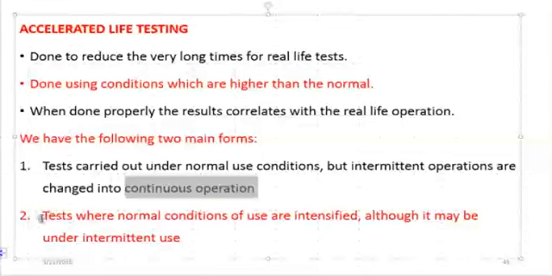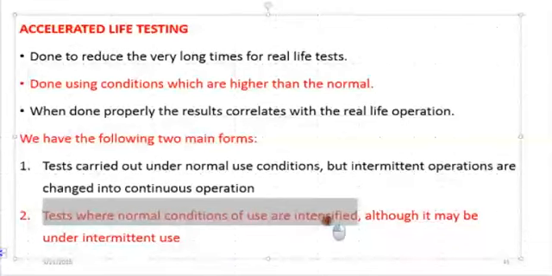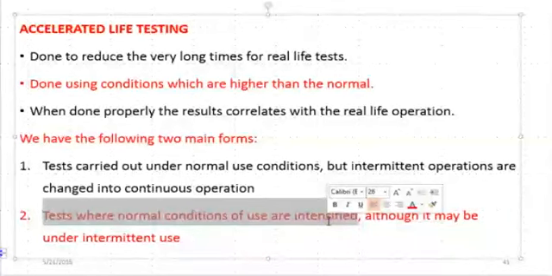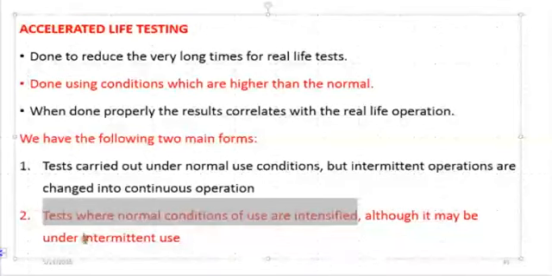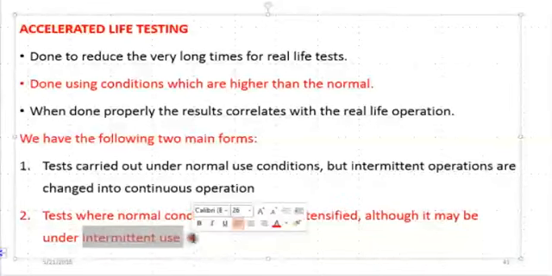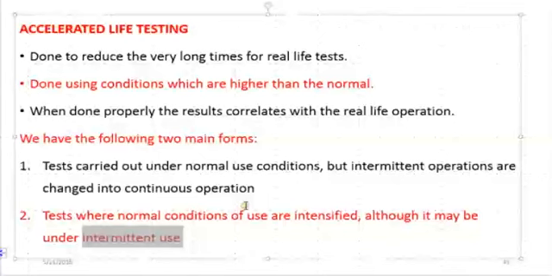The second type is where our normal conditions are intensified, meaning voltage level may be increased, current increased, maybe the temperature increased, humidity and all of them increased. But your operation, which is supposed to be intermittent, you leave it as it is, not continuous. But you have increased the conditions for voltages, for current and other environmental conditions. So this is what they call accelerated life testing, subjecting it to either continuous operation if it is supposed to be intermittent, or subjecting it to higher conditions, voltage, current, environmental temperature and what have you, and seeing the effects.